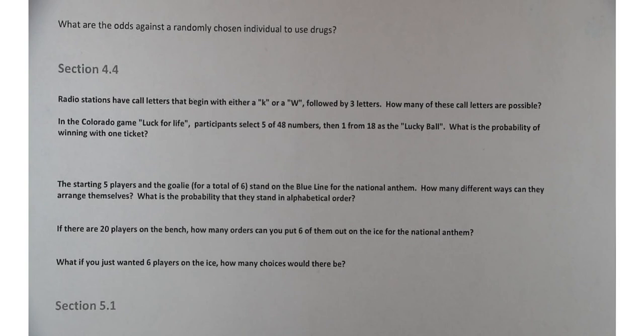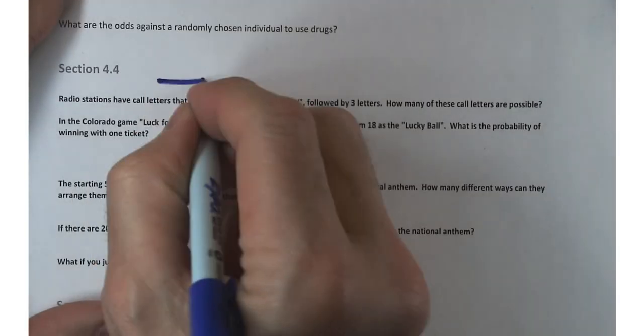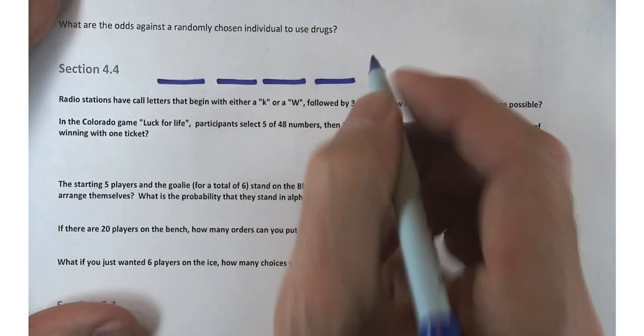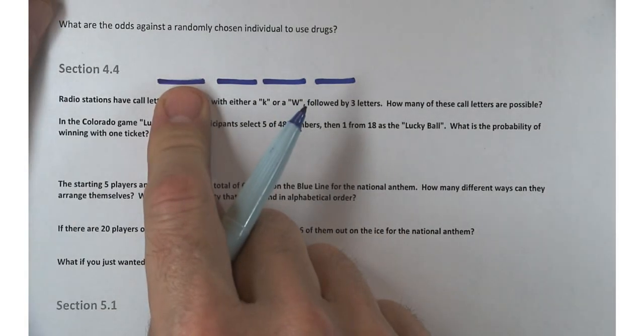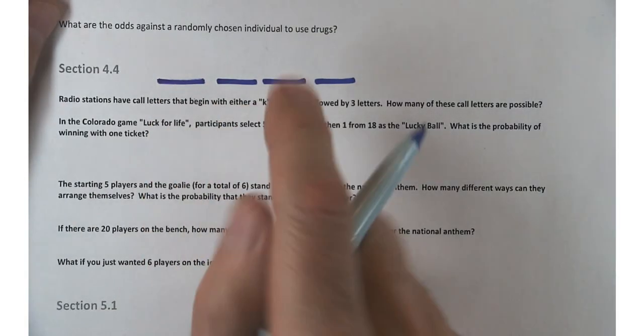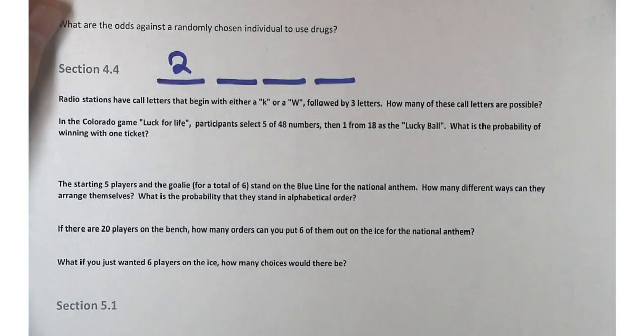Radio stations have call letters that begin with K or W followed by 3 letters. So something that looks like this. How many possible combinations of these call letters are there? Well, you can use these letters more than once. But in our first call letter, we have to have either what? A K or a W. So there's only 2 choices.